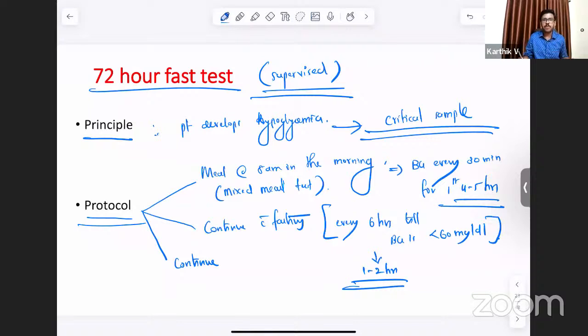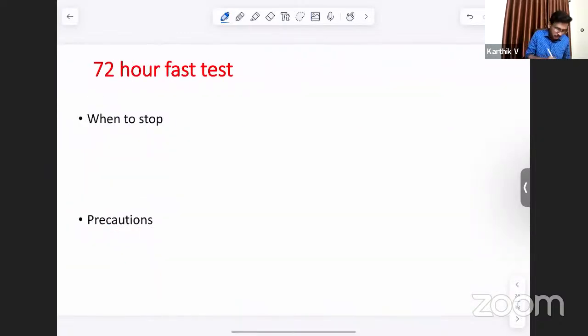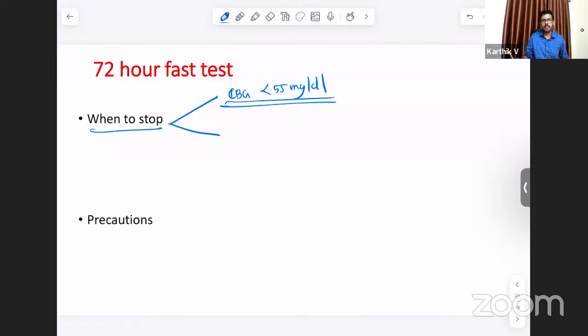And we would continue this capillary blood glucose measurement till blood glucose is less than 55 or 72 hours have elapsed. Now, when to stop, I've told you. Once the capillary blood glucose is less than 55 milligram per deciliter, very important, you take a venous sample.